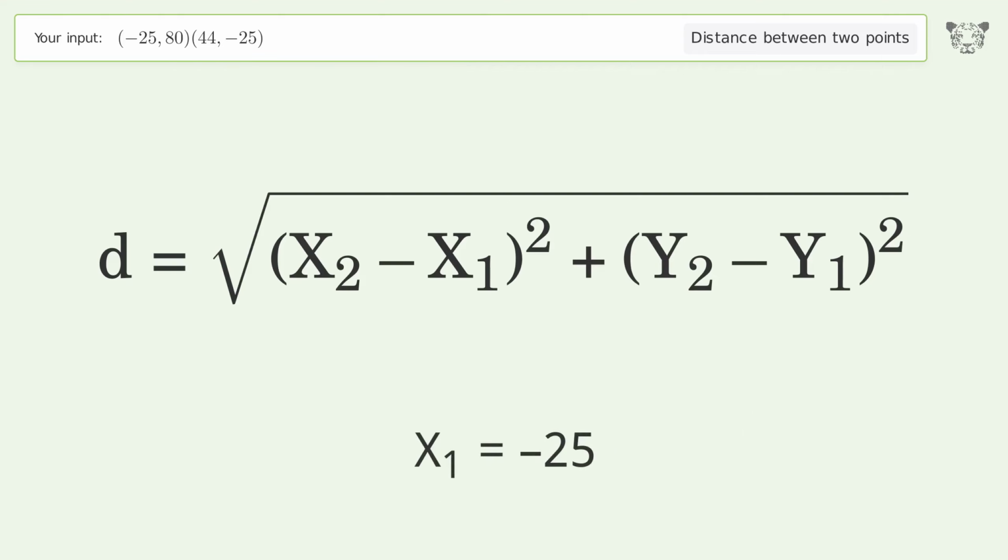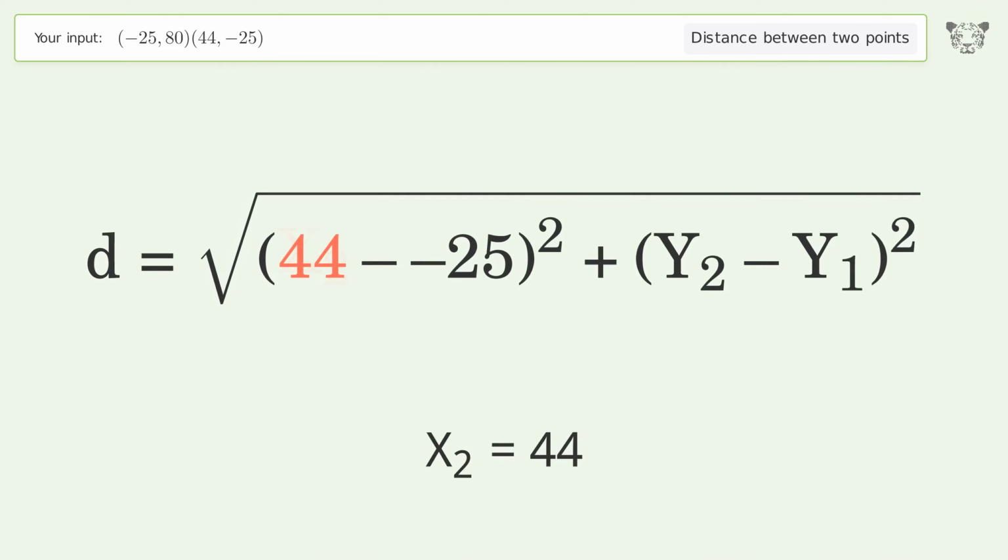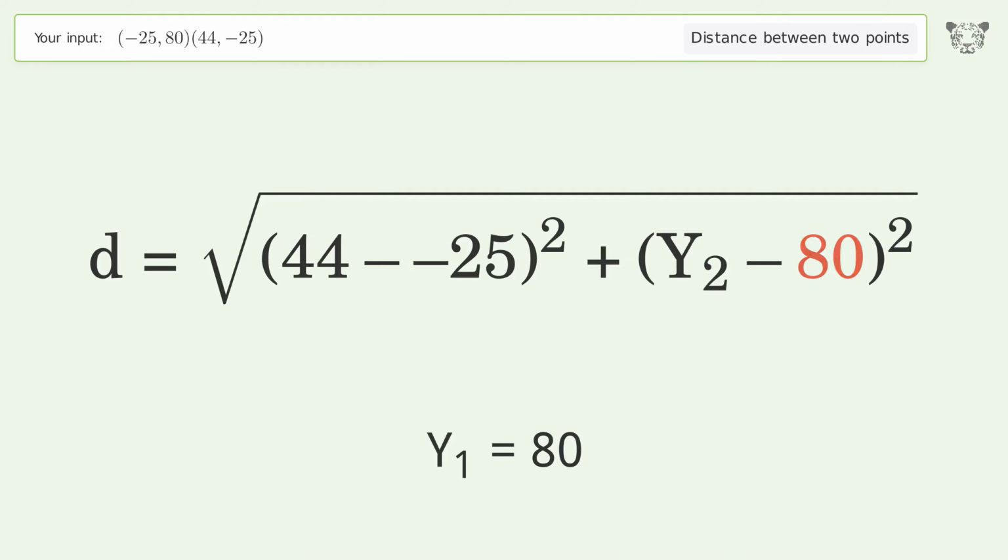x1 equals -25. x2 equals 44. y1 equals 80. y2 equals -25.